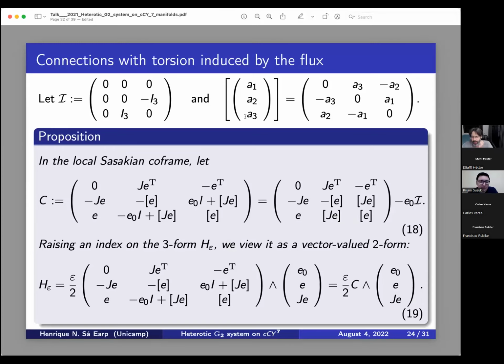obtained from a triple. Now in this elegant notation, we can express a particular element in this sort of connection type element C, which is just this complicated expression here. And by raising an index in the H flux, in the 3 form, we can see that C essentially realizes its torsion, right?